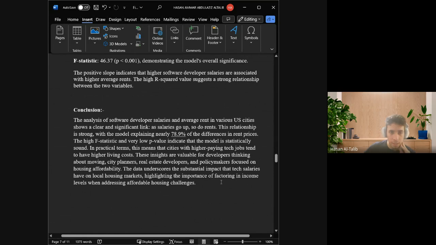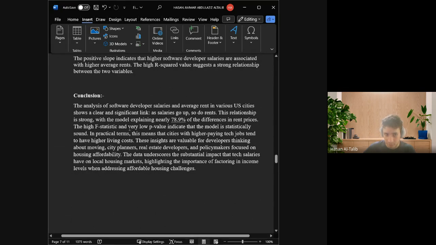For the conclusion, I can conclude that the analysis of software developer salaries and average rent in various US cities is showing a clear and significant link: as salaries go up, so do rents and living expenses. This relationship is strong, and the model is explaining nearly 78.9% of the difference in rent prices. A high F statistic and very low p-value indicate that the model is statistically sound.